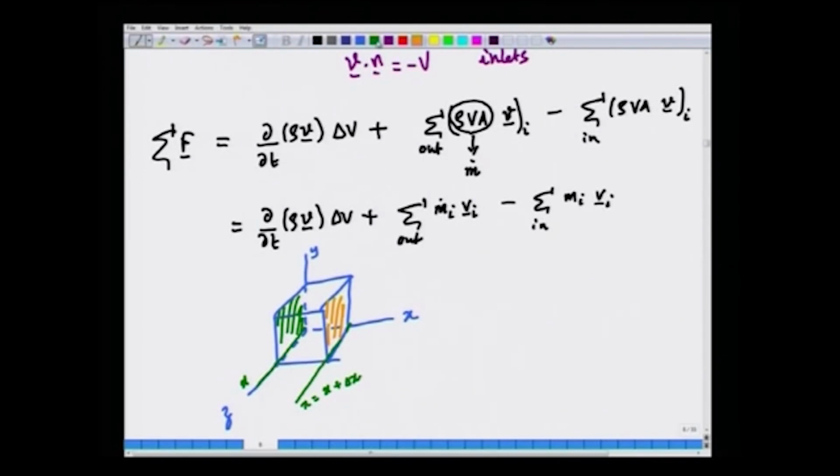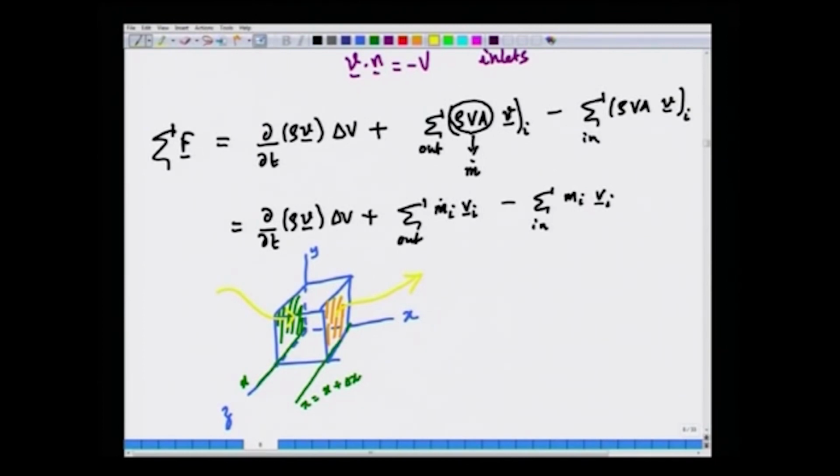In general, momentum along the x direction can come in through the face at x and go out through the face at x plus delta x, or it may do otherwise also, but just for the sake of clarity we will assume that momentum is coming in like this and momentum is going out like that.